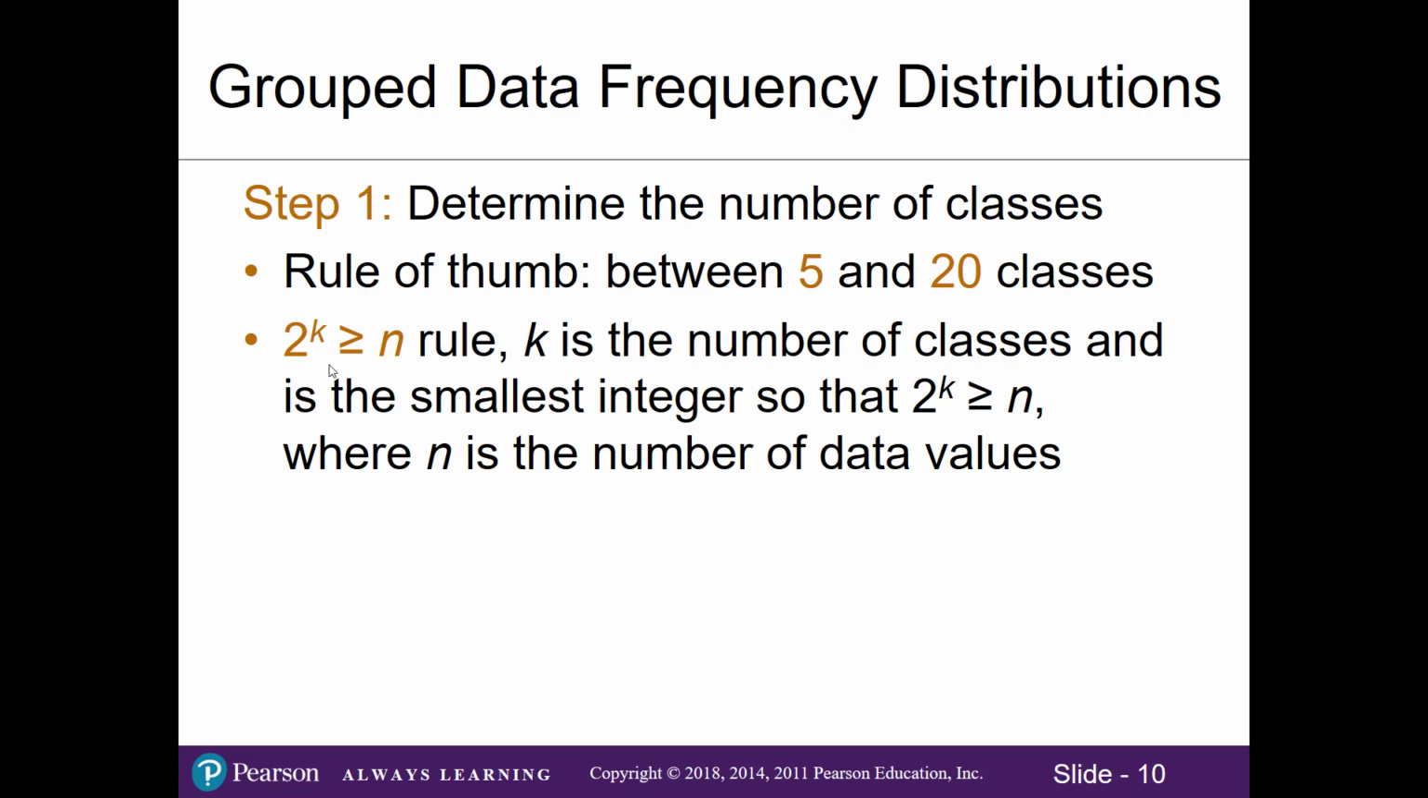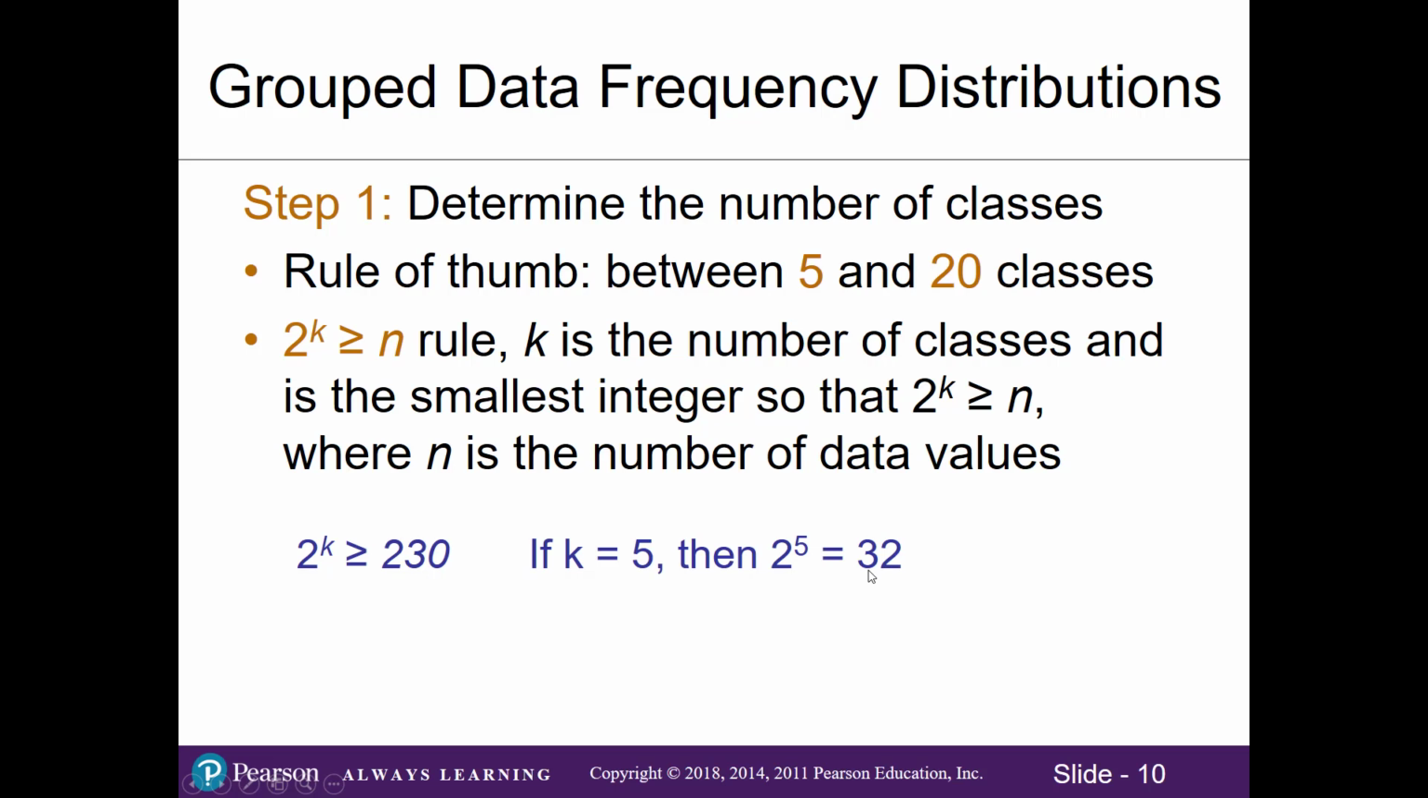So recall in that example with the movies, 230 was the total, so we'll have 2^k must be greater or equal to 230. So here you're actually going to use trial and error. Let's try 5, because remember the rule of thumb is between 5 and 20. If I take 2 exponent 5, I get 32. 32 is not greater than 230, so we have to keep trying.